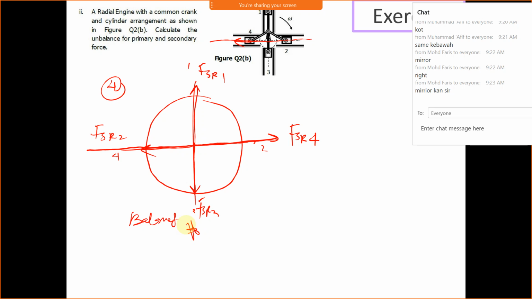Okay, so bila balance maksudnya summation of Fs equals to ST plus FSR. So this is 0 plus 0 equals to 0. So the only unbalance for force only occurs on the primary force, which is 27.3 kilonewton, and for unbalanced for secondary force is 0.